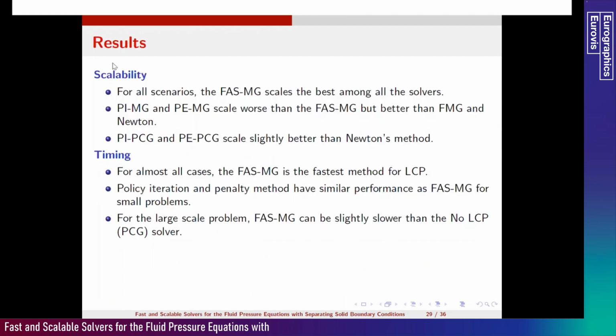In conclusion, for almost all cases, the FSMG is the fastest LCP solver. For large problem sizes, the FSMG is much faster than the polarization and the penalty method, and it is only slightly slower than the non-LCP solver. The test results show that all solvers are much faster than the existing approaches.